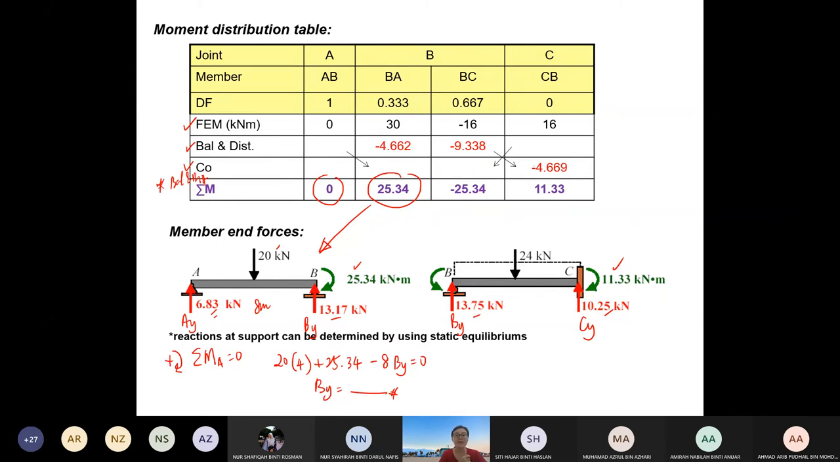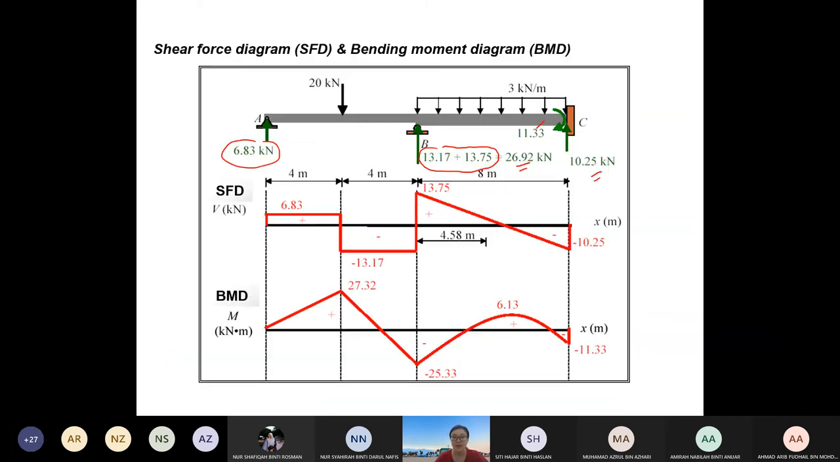And if you want to get the internal moment, then from the support reaction you can cut a section and get the bending equation. You can get your shear force, axial force, and the internal moments at any location. Then it can help you to draw your shear force diagram and also bending moment diagram.